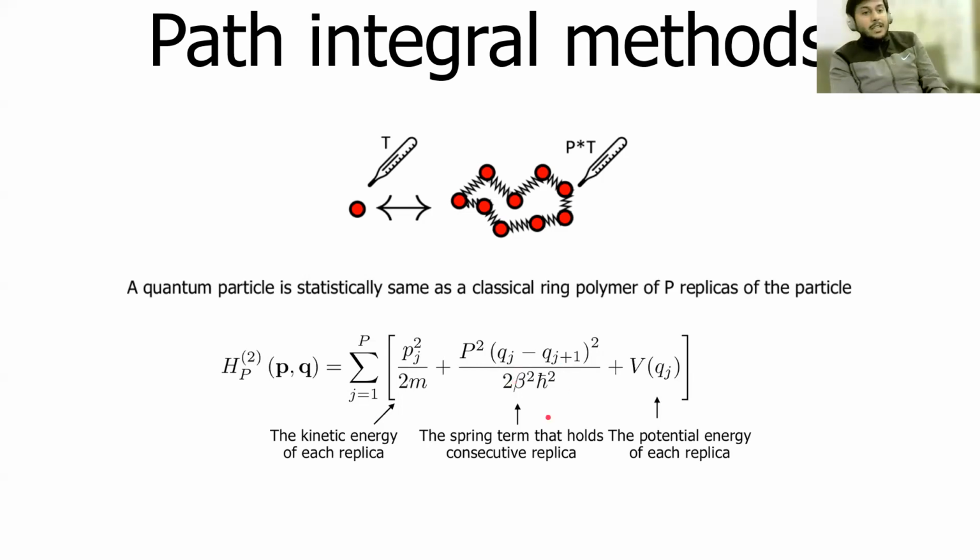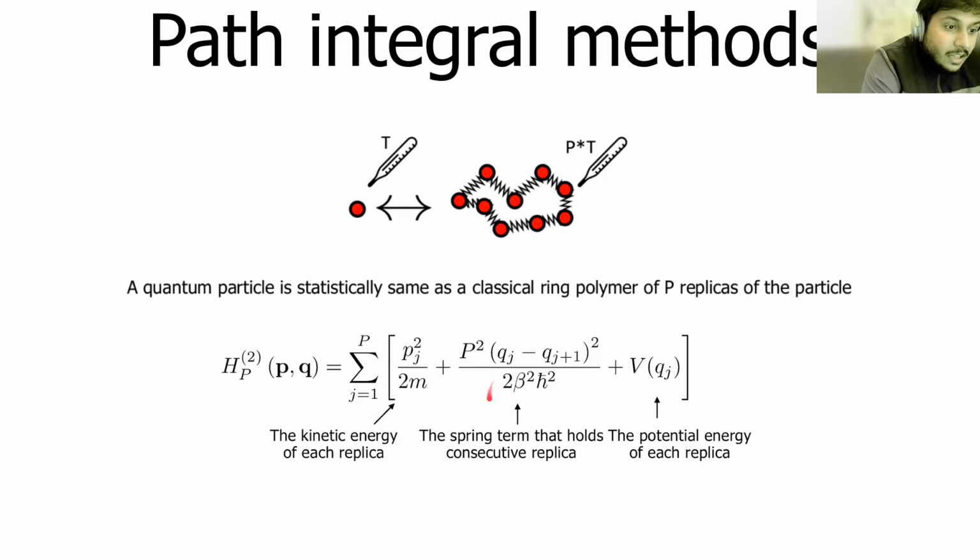Now let us do some simple analysis. If your Planck constant goes to 0, which means that you take the classical limit, then this term would go up to infinity, right? That means all of these springs would compress immediately, and this entire ring polymer would shrink to one particle. So essentially, this would get approximated to your classical system because you now still have p replicas, but they're all exactly at the same point because your springs are so tight. So this leads us exactly to the classical limit.